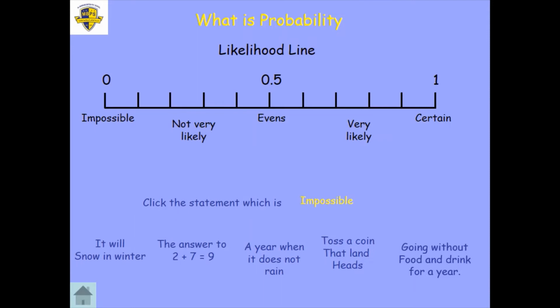Now let's see if you can solve this question. Click the statement which is impossible. What do you think? Which statement is impossible? It will snow in winter. The answer to 2 plus 7 equals 9. A year when it does not rain. Toss a coin that lands heads. Going without food and drink for a year. Which one has the chance of impossible? Excellent. Going without food and drink for a year.